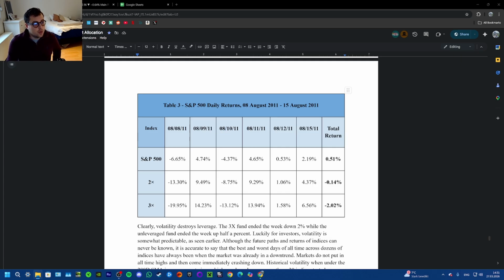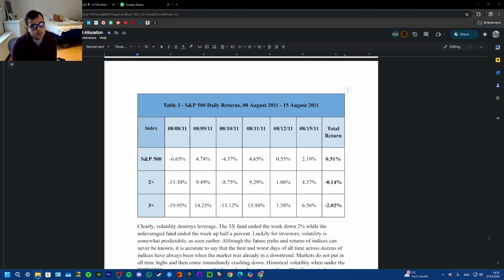This is a real week in 2011, and you can see the returns over 6 days of trading. You can see the returns during this week of the S&P. It went down 6.6%, and then it went up 4.7%, and then it went down 4%, and then it went up 4%, and then up 0.5%, and then up 2.2%. And after all that, the S&P was up 0.5%. But after all that trading, the 3X you can see is down 2%.